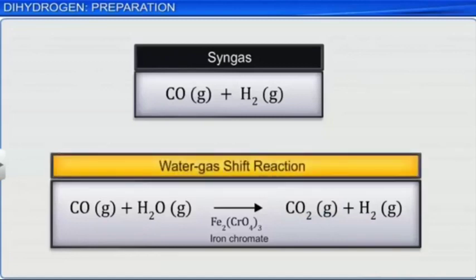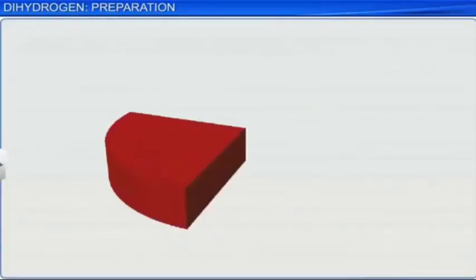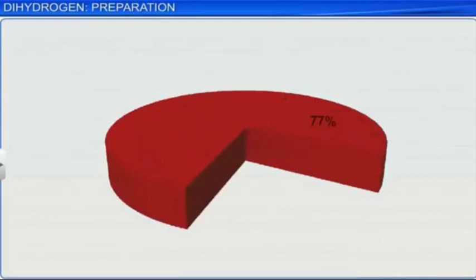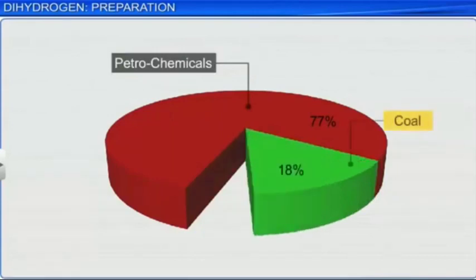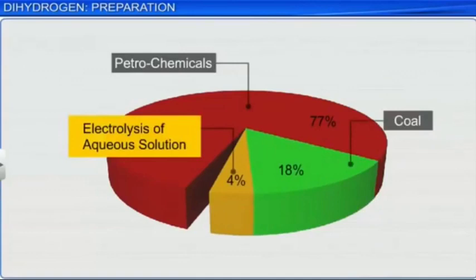Currently, almost 77% of hydrogen required by the industry is obtained from petrochemicals, 18% from coal, 4% from the electrolysis of aqueous solution, and 1% from other sources.